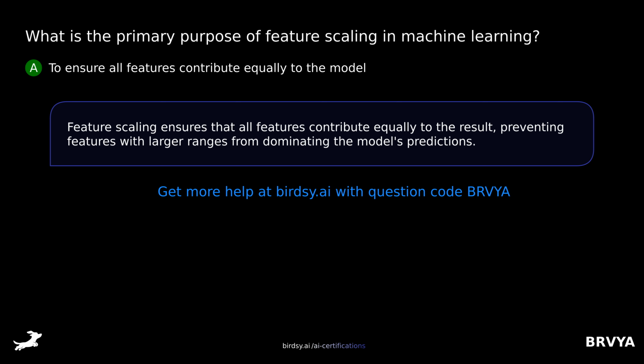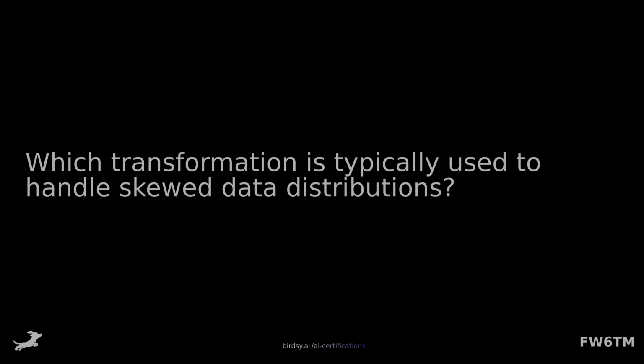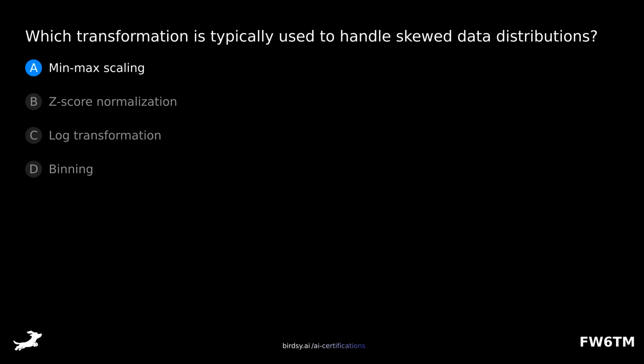Feature scaling ensures that all features contribute equally to the result, preventing features with larger ranges from dominating the model's predictions. Which transformation is typically used to handle skewed data distributions? Is it A, min-max scaling? B, z-score normalization?